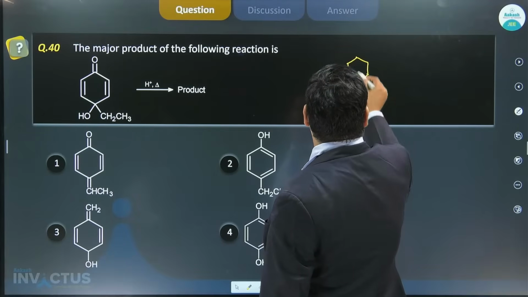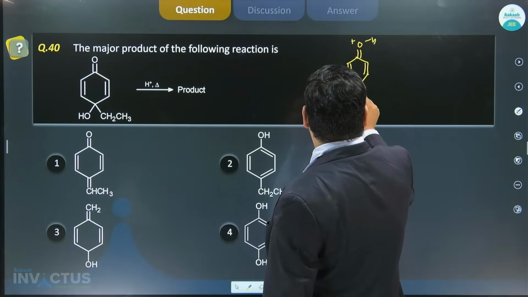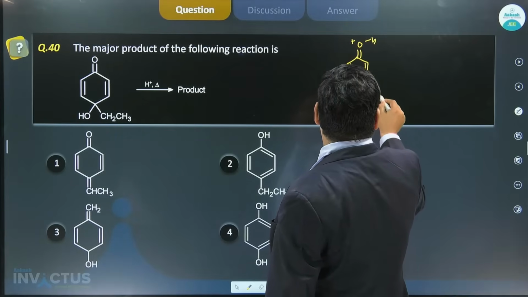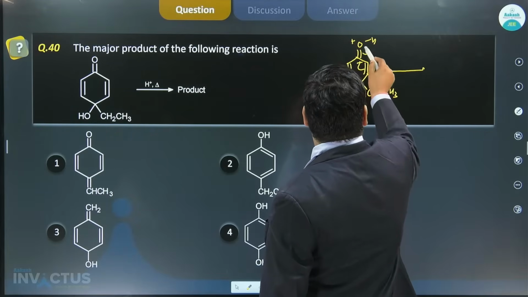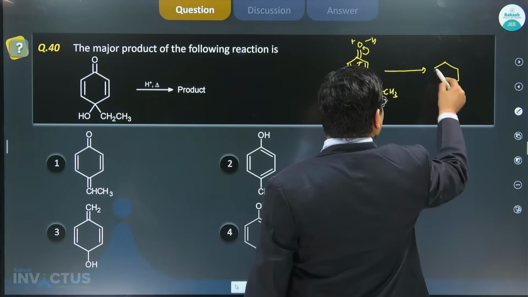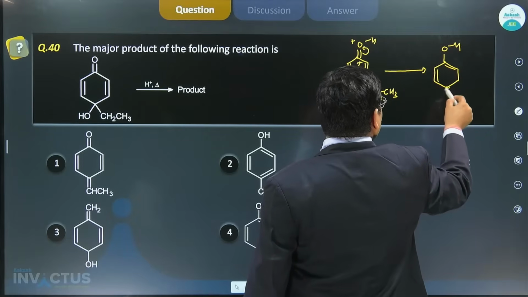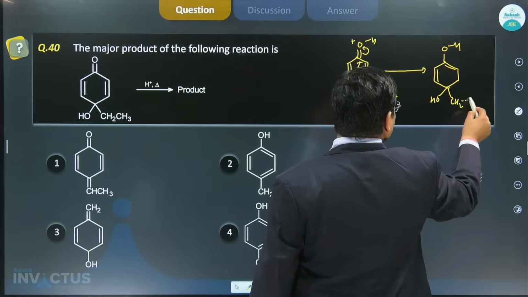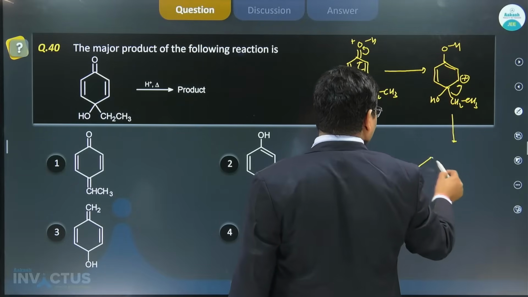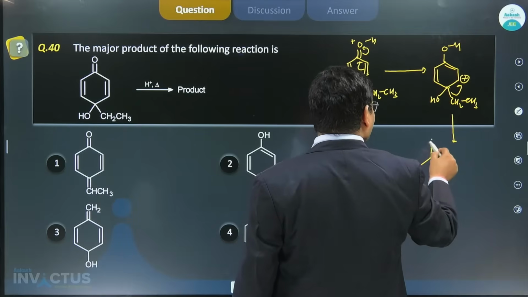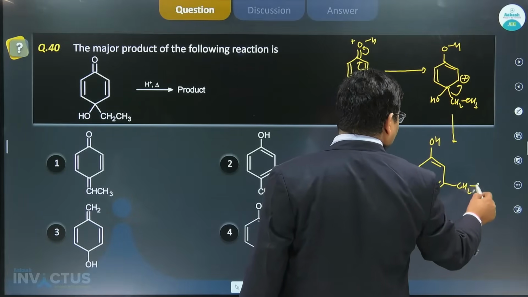So first, protonation. Protonation will take place at this center, because the negative density is higher here because of this conjugation. Now after forming this cation, a carbocation forms here, with OH and this CH2CH3. After that there is an alkyl shift, an ethyl shift. After the ethyl shift you get a stable product, and you will get CH2CH3 over there.